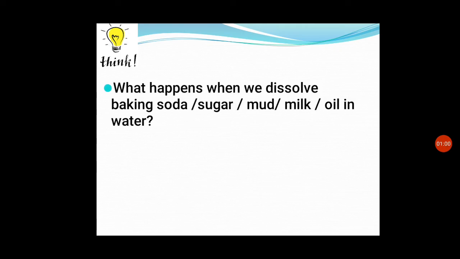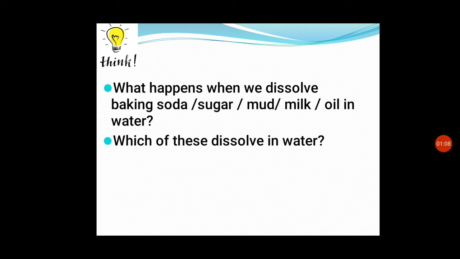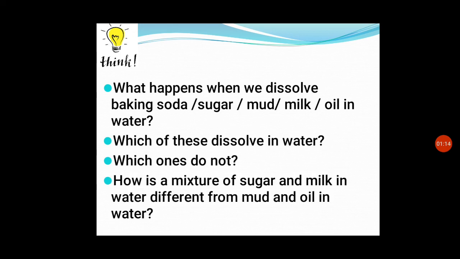What happens when we dissolve baking soda, sugar, mud, milk, oil in water? Which of these dissolve in water? Which ones do not? How is a mixture of sugar and milk in water different from mud and oil in water? Children, you have to pause your video here and just think about these questions, and then only look after it.